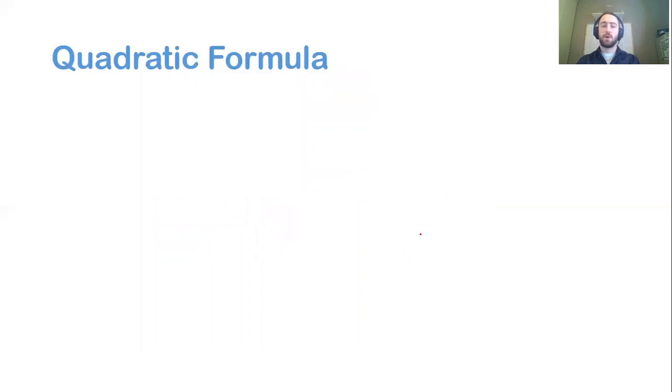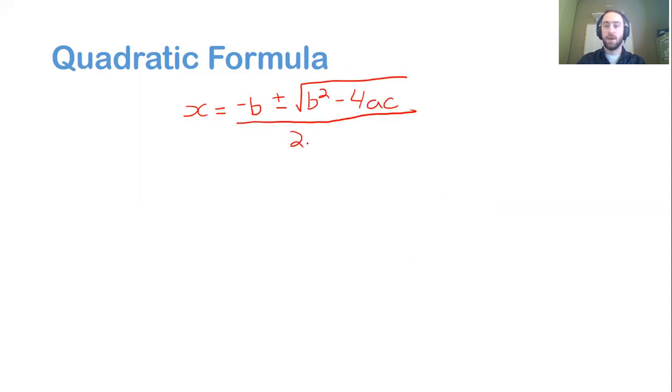The third method is the quadratic formula. Now the quadratic formula, if you haven't seen it before, is x equals negative b plus or minus the square root of b squared minus 4ac, all divided by 2a. Now what does this mean?